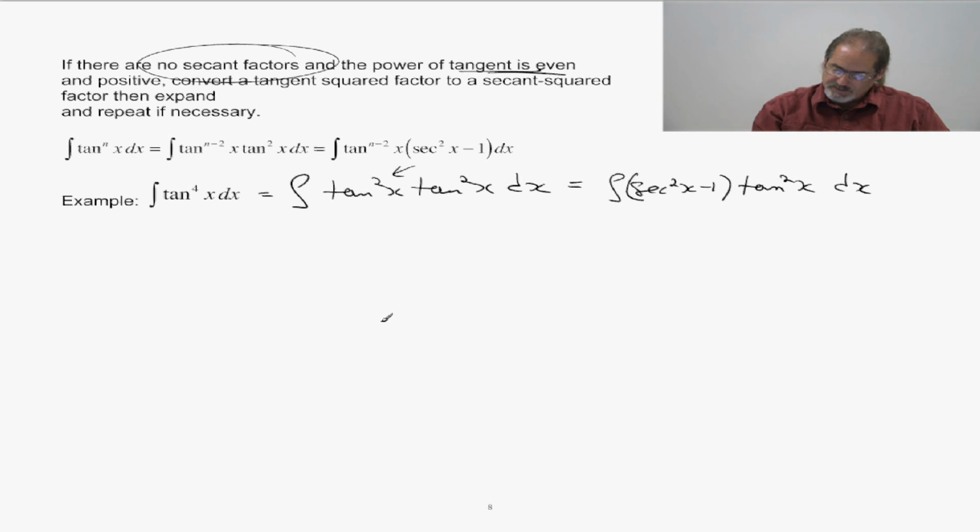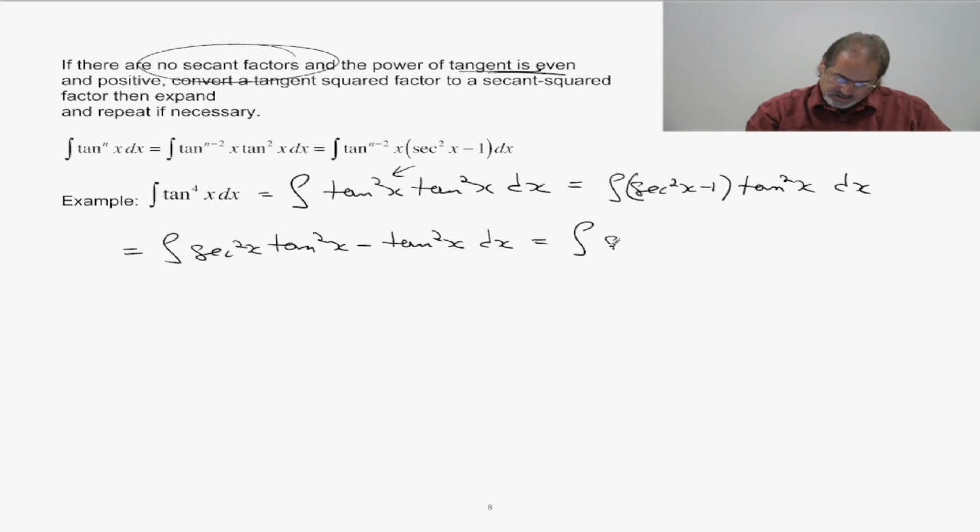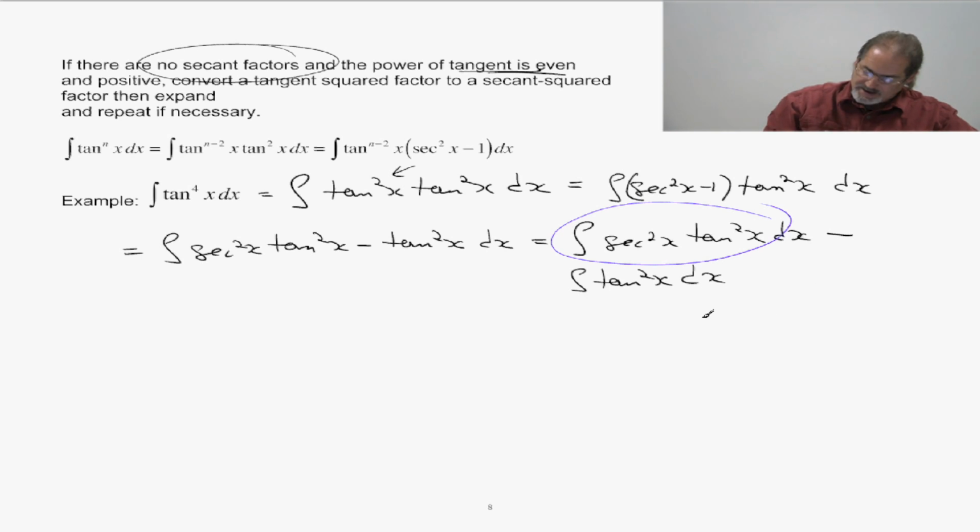Now what I'm going to do is go ahead and distribute that tangent squared, and this is going to be equal to the integral of secant squared x tangent squared x minus tangent squared x dx. Okay, what good did that do me? Well, I'm going to rewrite this as two different integrals: the integral of secant squared x tangent squared x dx minus the integral of tangent squared x dx. Okay, so first off, let's just deal with this. What can we do with just that by itself?